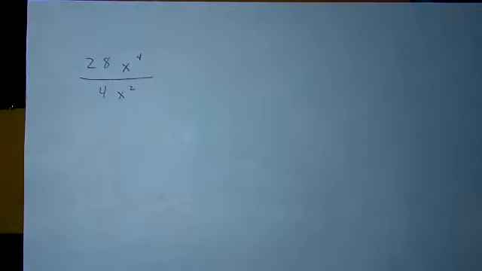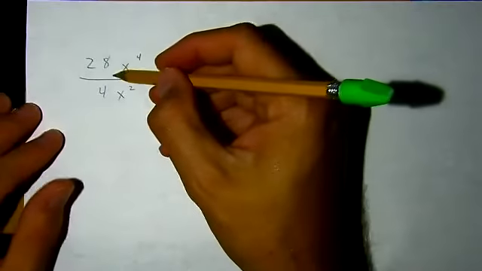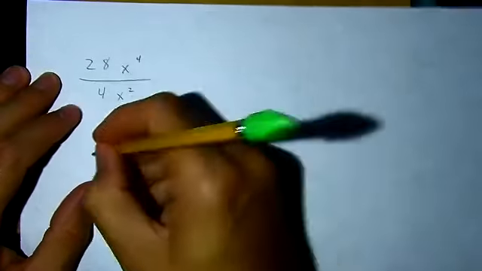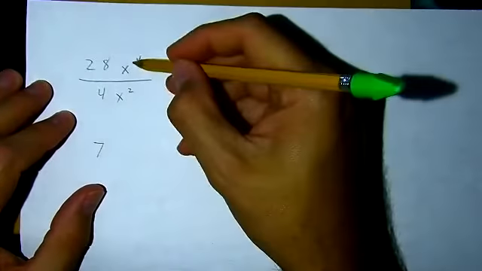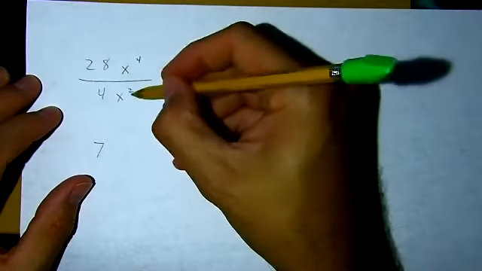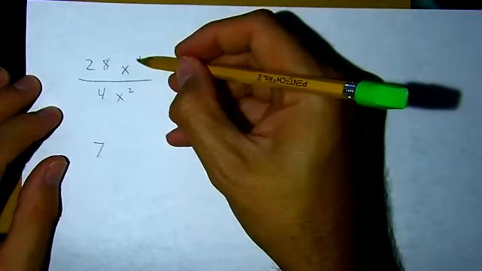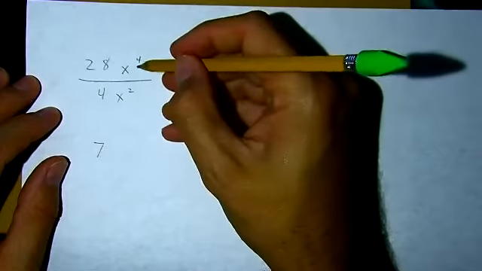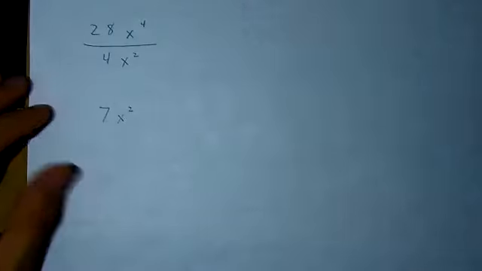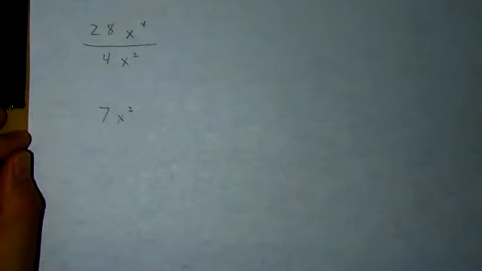Let's say you had this expression. So you would start with the numbers. 28 divided by 4 is 7. And then you would do your simplifying with your division. So since we're dividing, we're subtracting. Our larger exponent is at the top, so we're going to be okay. 4 minus 2 is 2. So we're left with 2. You just bring your base down with your squared exponent.